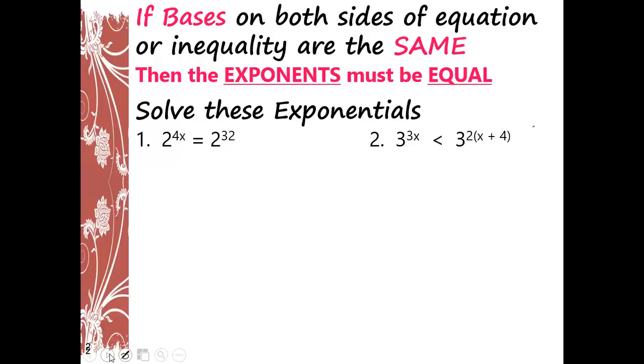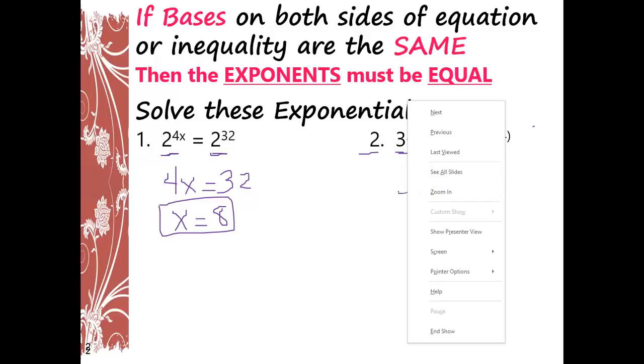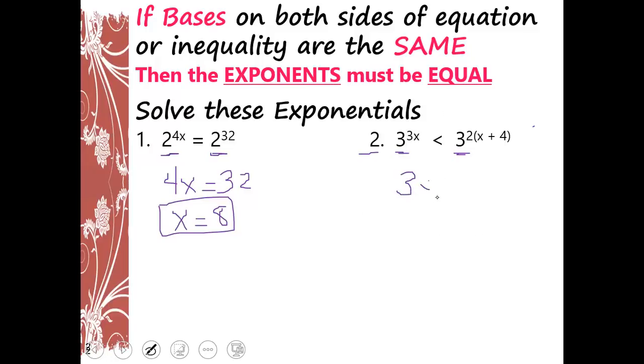So for these two problems, because our base is the same, both of them in the first one are 2, all I have to do is say 4x equals 32 and x must equal 8. It's that simple. All of that is predicated on the fact that our bases are the same. Again, over here on number 2, 3 is the same as 3. Those are my bases, which means that my exponents must be unequal. See, I have an inequality symbol here in the same manner.